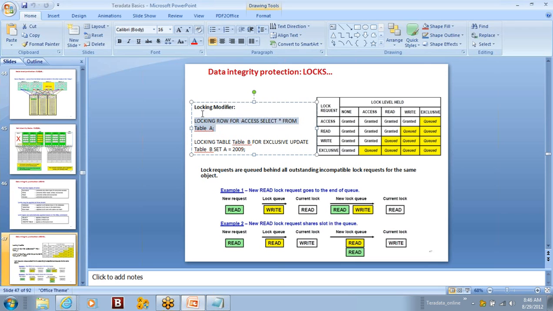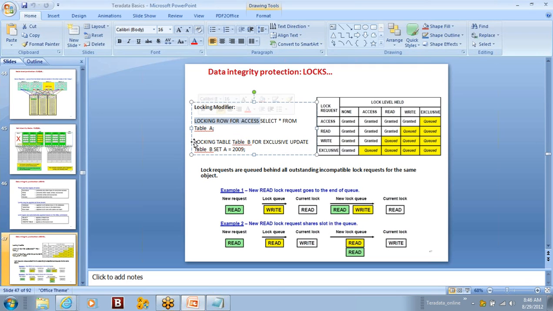Okay, see now, I have written a statement locking row for access. So what level of lock do I require? A row level lock on the table for the access purpose. That is access lock. Okay, so this is called a locking modifier statement. Locking row for access and then my actual SQL: select star from table A. If I don't give this locking modifier and I do a select star from table, the default lock obtained is read lock on the table A at the table level. So now I have modified my lock at the row level and with an access lock, and it is followed by the regular query, select star from table.